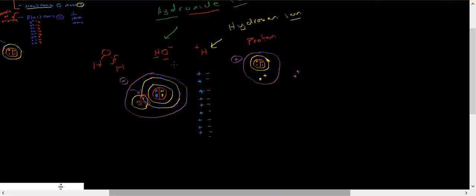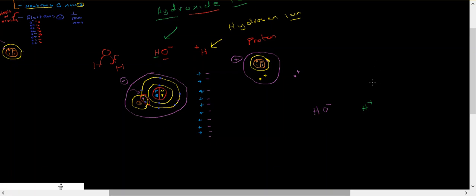Now, what's really important in relation to these: you have the hydroxide ion, which is negatively charged, and the hydrogen, or the proton, that's positively charged. This is what determines what an acid or a base is.